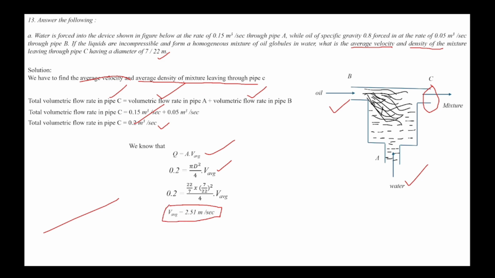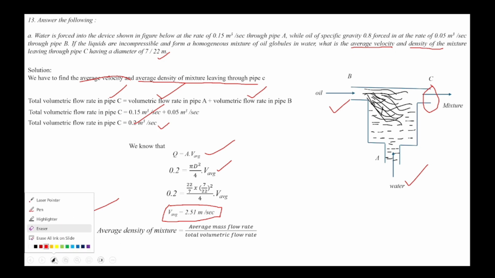So the second thing is the density of the mixture. The density of the resultant mixture will be given by the average mass flow rate divided by the volumetric flow rate. The average mass flow rate will be in kg per second and the total volumetric flow rate will be in meter cube per second. So second and second will cancel out and it will give the dimension of density.